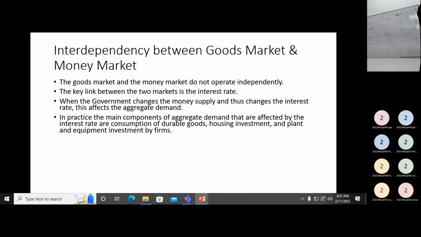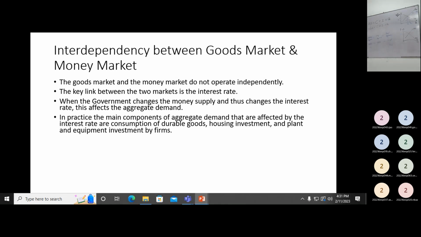So in practice, the main components of aggregate demand that are affected by the interest rate are consumption of durable goods, housing investment, and plant and equipment investment by firms, right? Now, when the interest rate comes down, people will be able to borrow at a lower rate. So they will demand more loans, right?